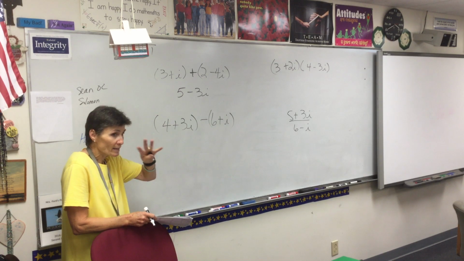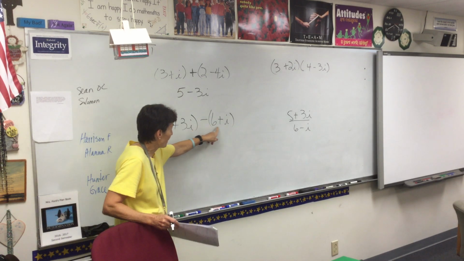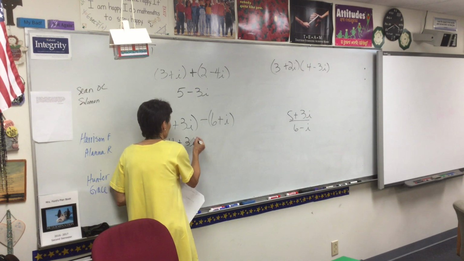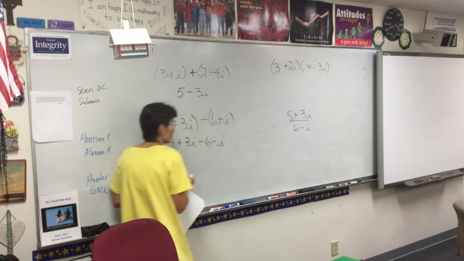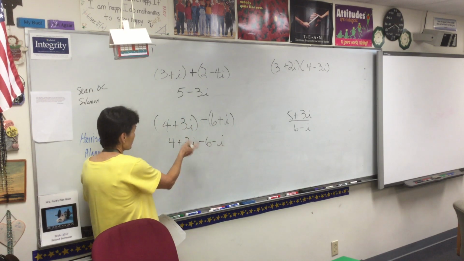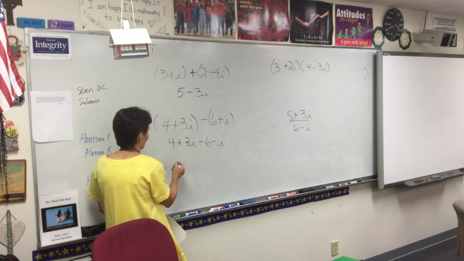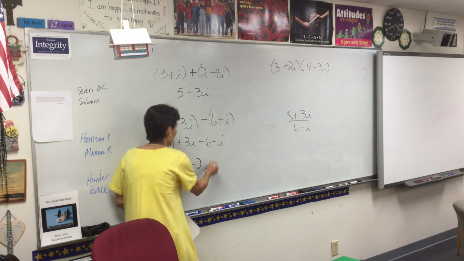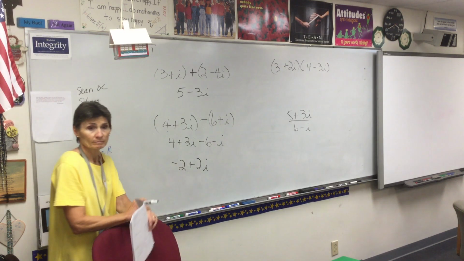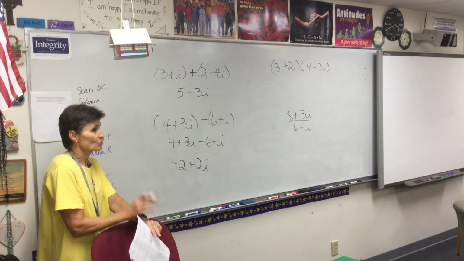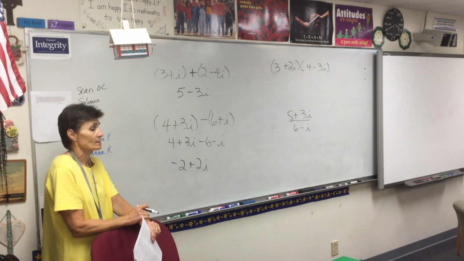So subtraction, same thing. But like with regular numbers, you have to be careful about this. That negative is going to distribute all the way through. So that's a minus 6 and a minus i. But now you can add them up. What do we get? Negative 2 plus 2i. There's nothing tricky about this. This is regular collecting like terms.